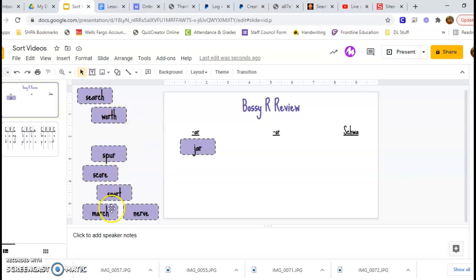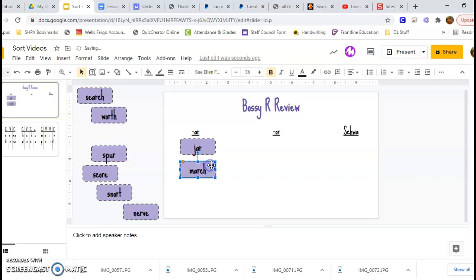Good. You probably saw march. Let's bring it over here. And then let's stretch it out like bubblegum and see if it makes the pirate noise. March. Did it make the pirate noise in the middle? It did. Good. So it has the AR spelling. It looks like it, and then it has the R sound, so it sounds like it.